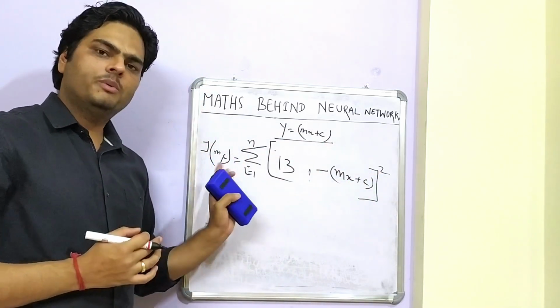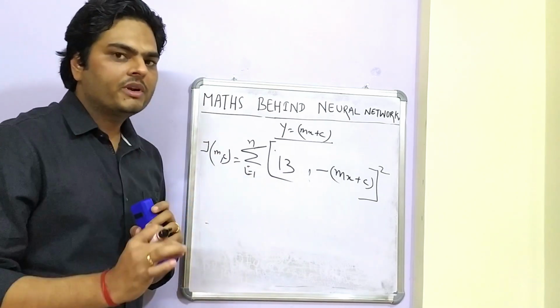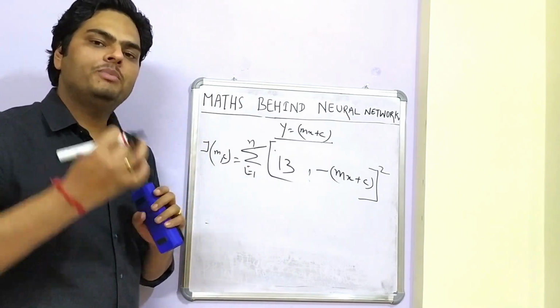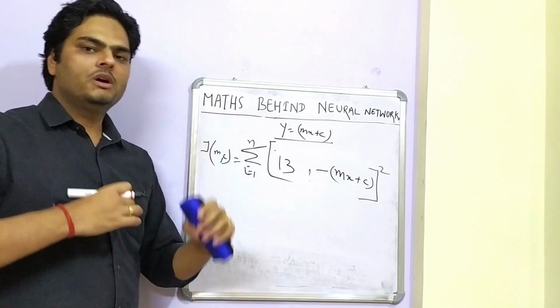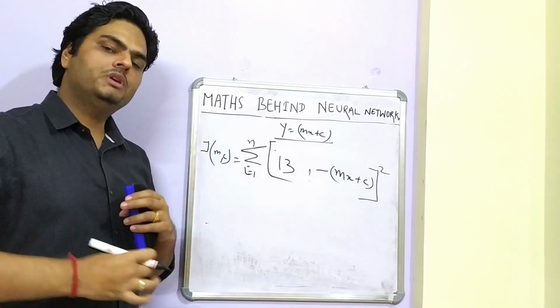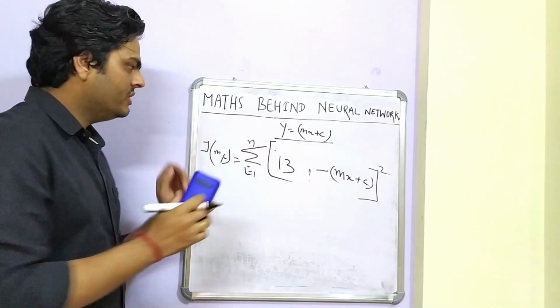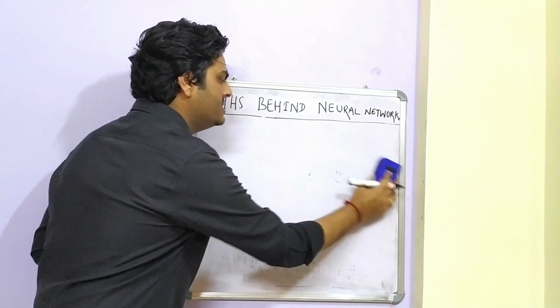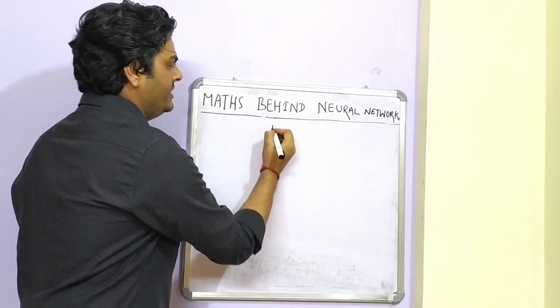So this is about cost function. This is important because the cost function is not only applicable to regression use cases; in neural networks also we will see how we can use the cost function. Before that, let's try to understand something called derivatives.